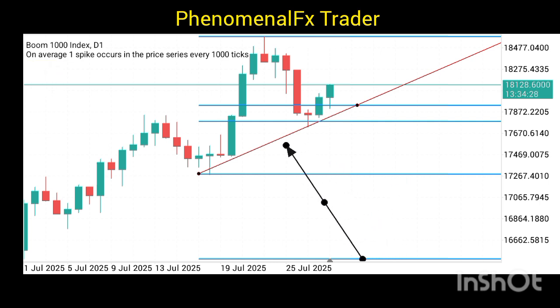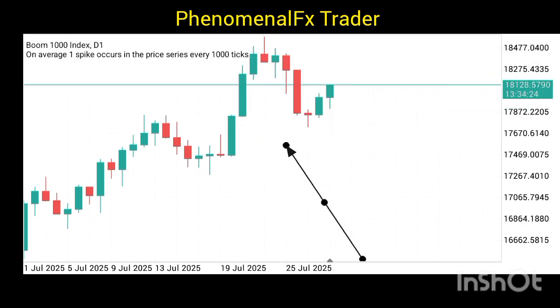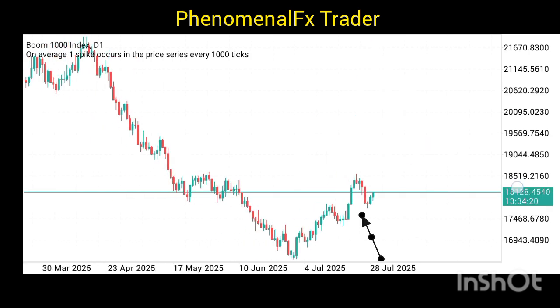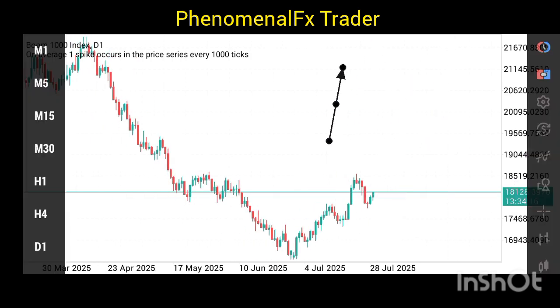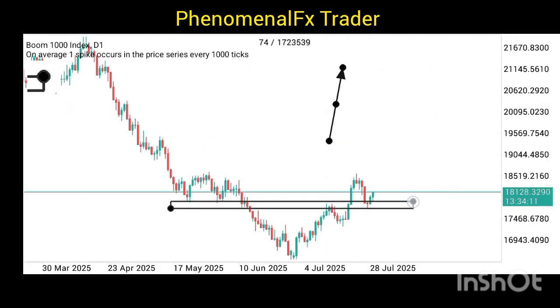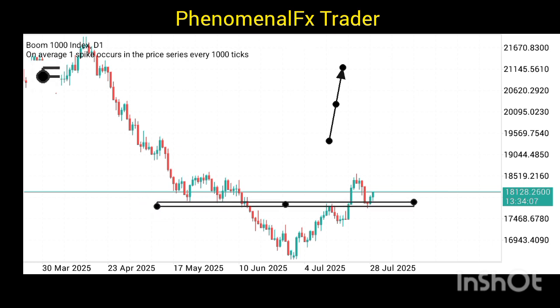So you can see the market got to this level, then it rejected, and this level is also a key level in the market. If you look closely, you will see that we had some buy activities around here. We had buy and sell activities around this zone. So the market is actually respecting this key level right here.